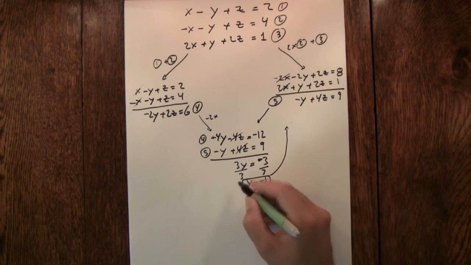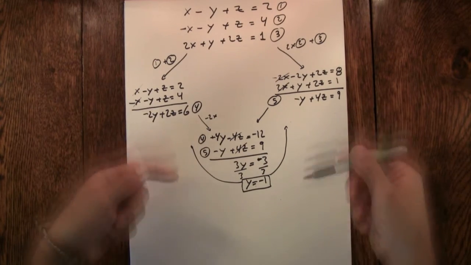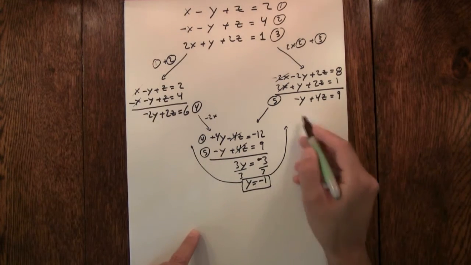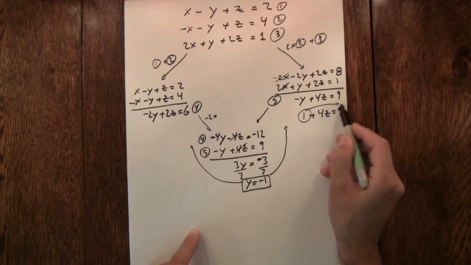Now, to make sure that we did this correctly, I'm also going to do it here as well. I'm going to plug in y is equal to negative 1 here as well, to make sure I end up getting the same answer for z before I do the next step, right? So this becomes negative of negative 1, which is 1, plus 4z is equal to 9. I'm going to bring the 1 over. It's negative 1.